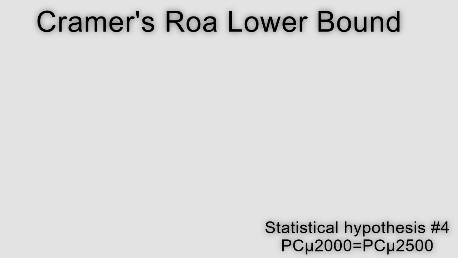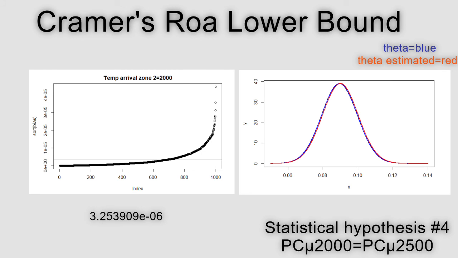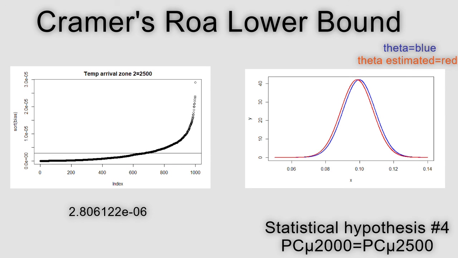To calculate the Cramér-Rao lower bound, we use the phosphorus contamination mean of 2000 degrees of the temperature of arrival to zone 2 and the respective value of 2500. Then we obtained the following curves. The presented curves and the values that we obtained are 3.25 e to the minus 6 and 2.80 e to the minus 6.